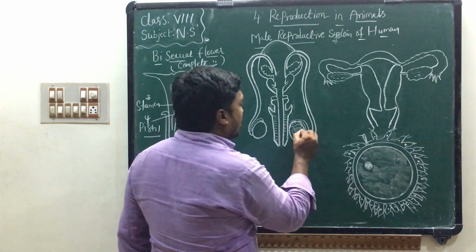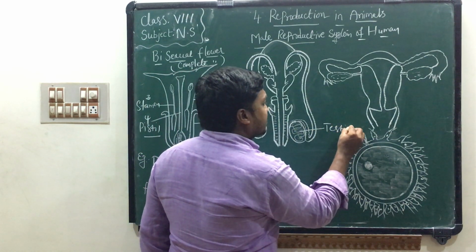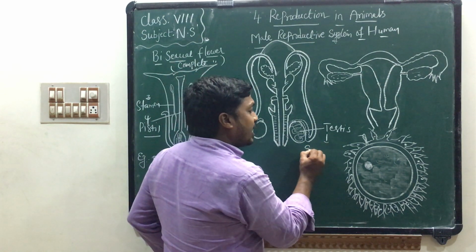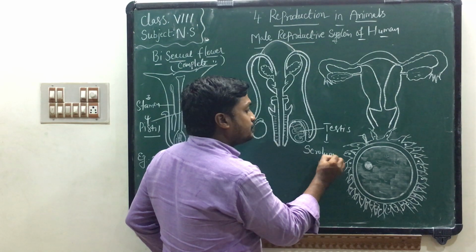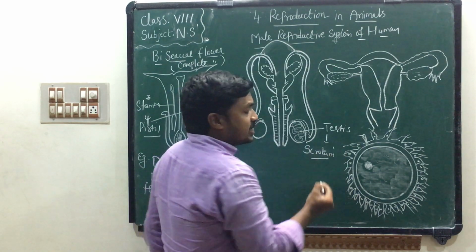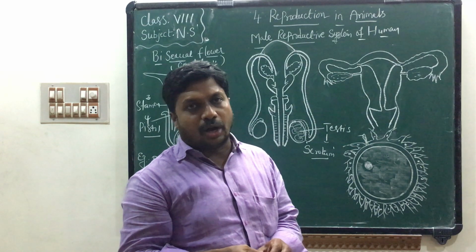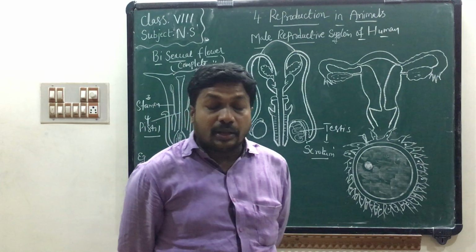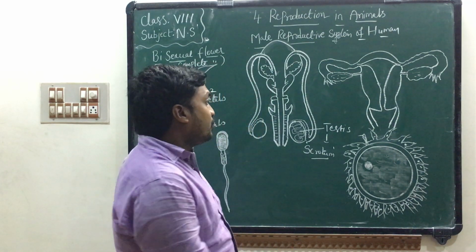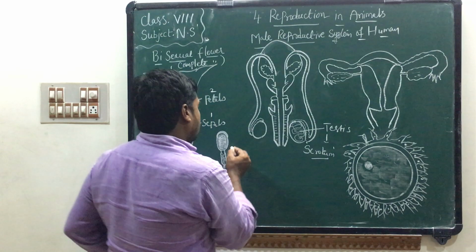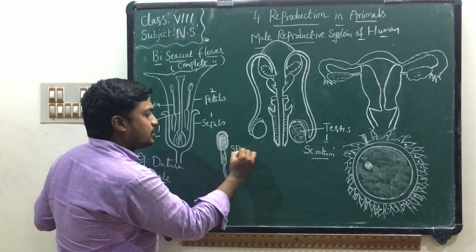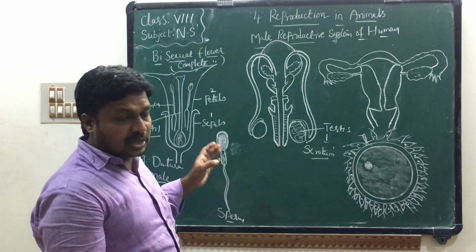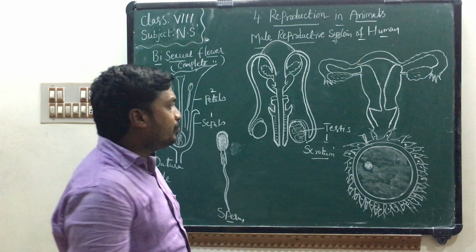Male reproductive system consists of testes, a pair of testes. Here one testis and here one testis. Testes are present in a sac-like structure called scrotum. Do you know? Testes are the male reproductive organs. Testes produce sperms. I will explain the structure of sperm after this topic.